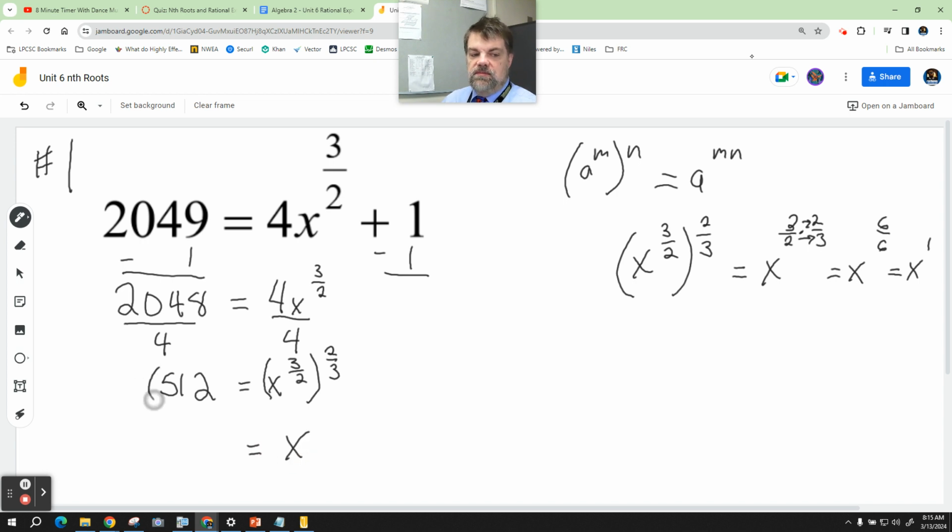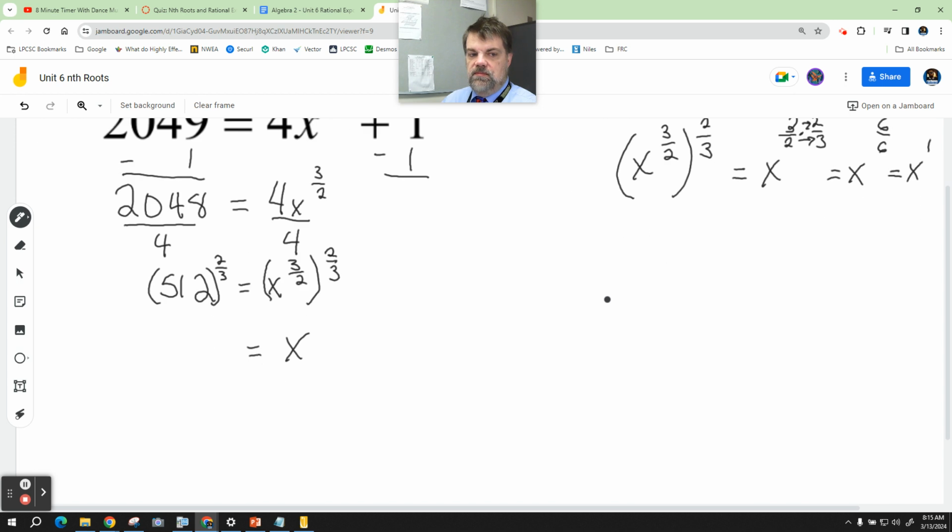But remember, whatever I do on one side, you got to do on the other side. Does that make sense? So now how do I solve this? Well, remember, this is the power and this is the root. So I need the 3rd root of 512 squared.